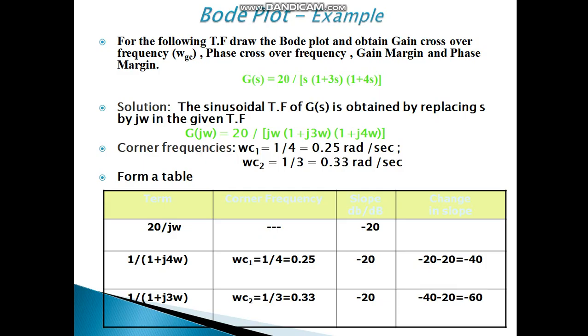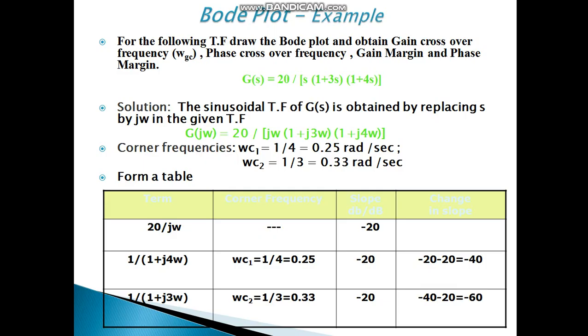Here the first step is we have to substitute s equal to j omega in the transfer function. So G(j omega) equal to 20 by, substituting s equal to j omega, you will get j omega (1 + 3 j omega)(1 + 4 j omega).